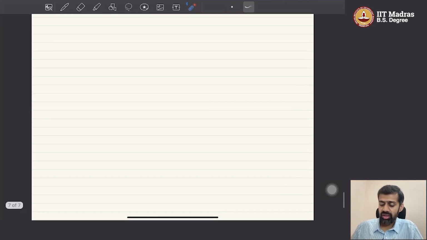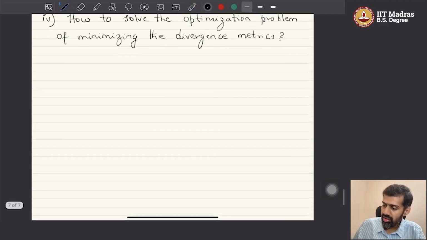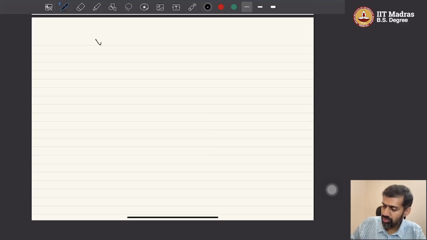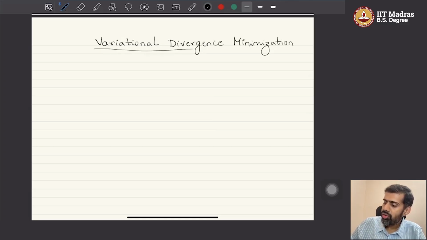So now variational divergence minimization, which we are going to look at now, is no different from the push forward method that we just saw. Okay, so let us continue. Now we will be looking at this class of methods called variational divergence minimization. We will be looking at the method of variational divergence minimization.